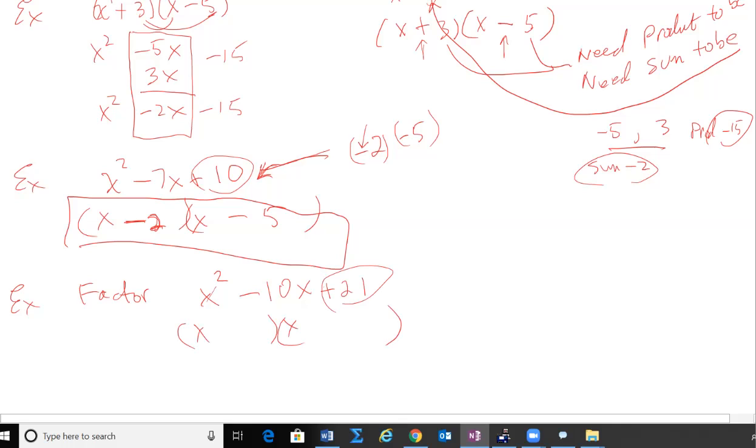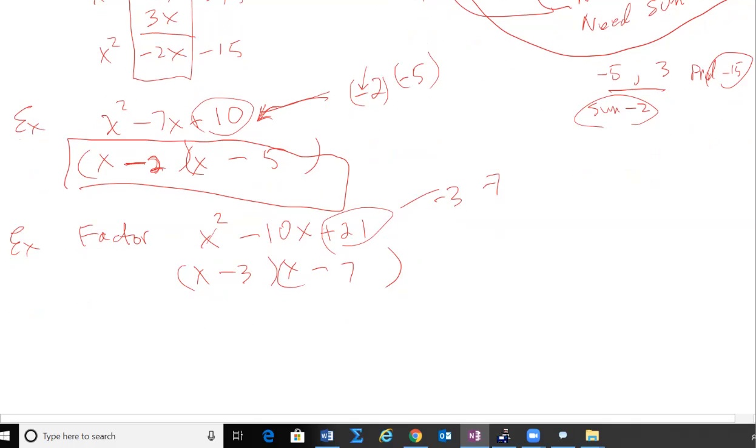And I need two numbers whose product is 21, but add up to -10. So immediately I go through my times tables in my head, and I think, hey, how about 3 and 7? If I make them both negative, that adds up to -10, and the product is 21. So there I am. Okay, so it's that simple. Let's try another one.